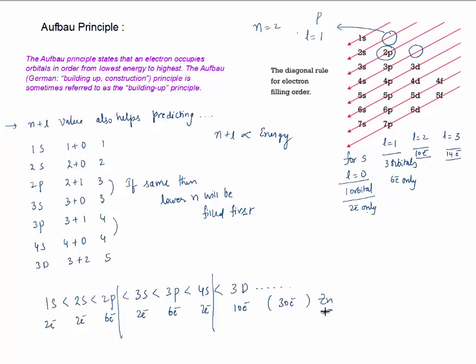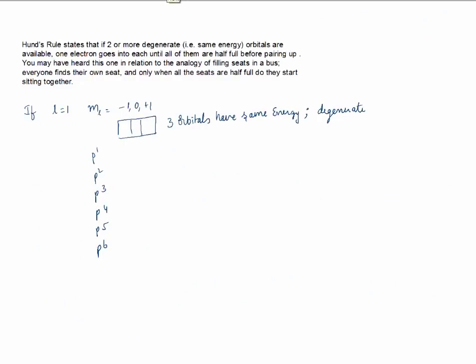Now, we go to the next one. That is Hund's rule. Please remember, beta, it's सबसे तगड़ा rule है.